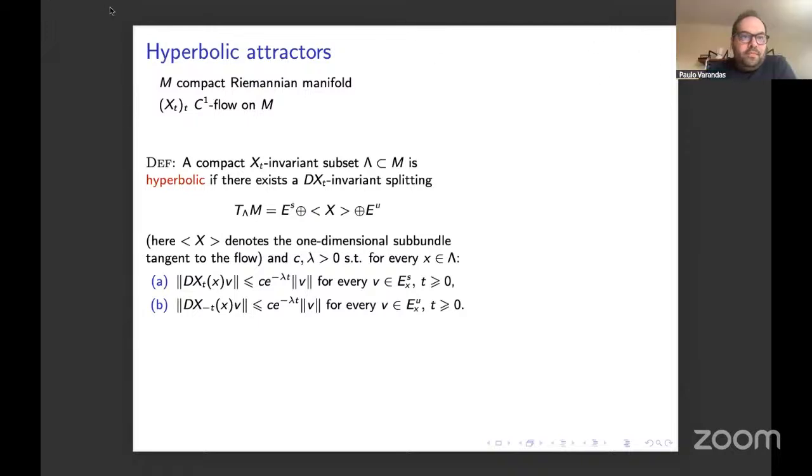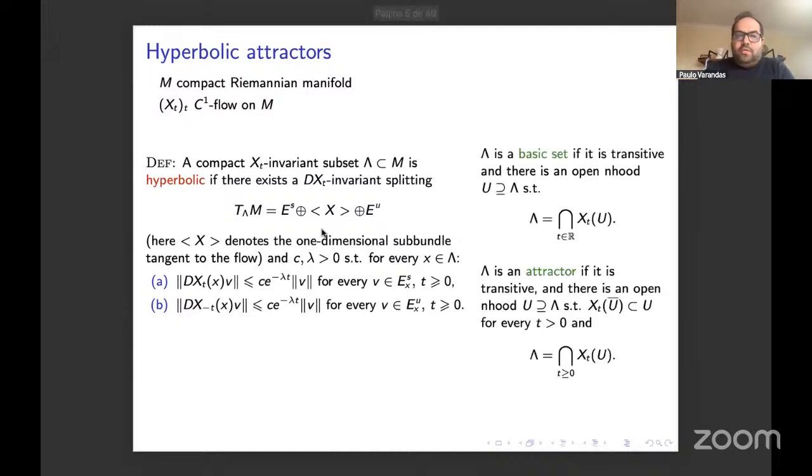Okay, so the setting will be that I'll always be thinking about compact Riemannian manifolds, and I'll denote by X^t the C^1 flow on it. A hyperbolic set is a set which is flow invariant, and for which there exists a DX^t-invariant splitting in three directions: one along which you have exponential contraction for positive time, one on which you have exponential contraction in backwards time, which is this condition B, and one which is just the direction generated by the vector field.